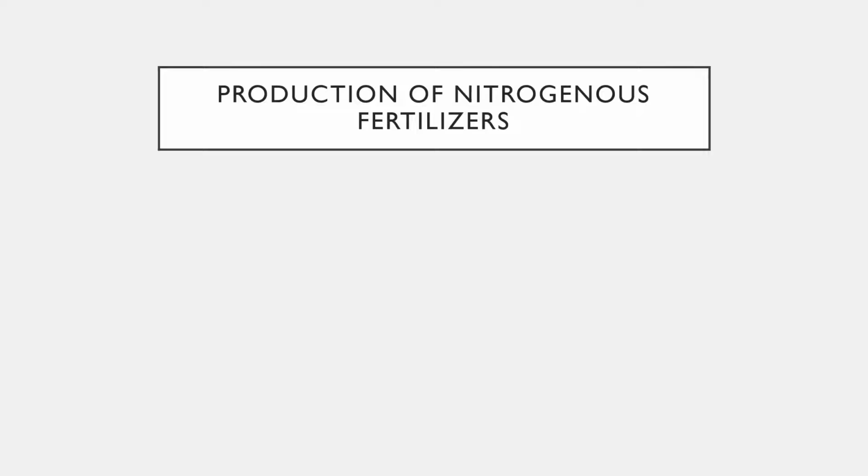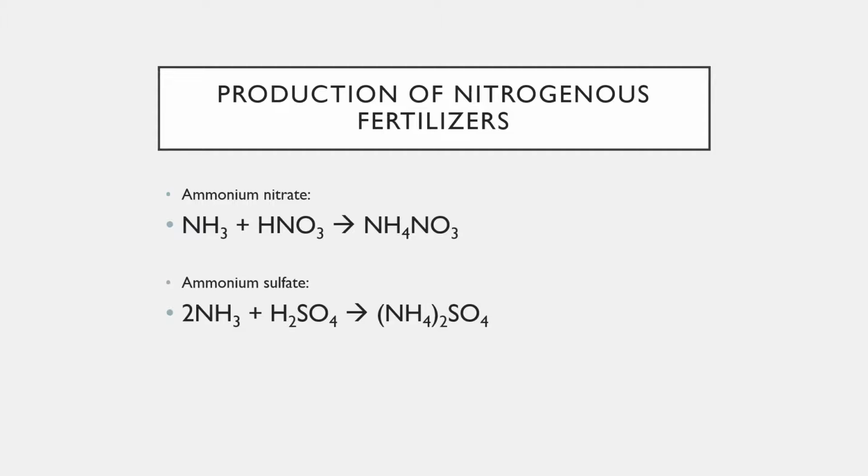Ammonium nitrate is produced by reacting ammonia in solution with nitric acid, as set out in this reaction here, which as you can see is irreversible. Ammonium sulfate is produced by reacting ammonia with sulfuric acid. This is set out in this second reaction, which as you can see is also irreversible. In the lab, we make ammonium sulfate by a titration. But this is a much more complex process when done in industry.